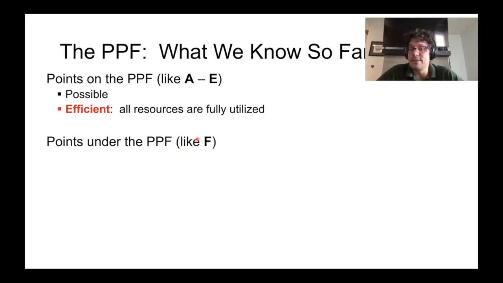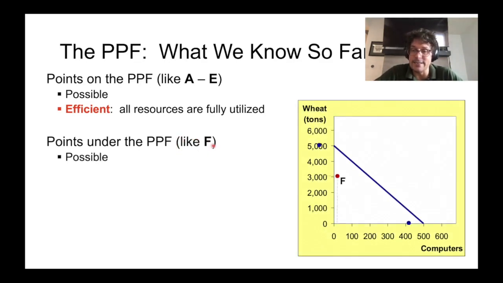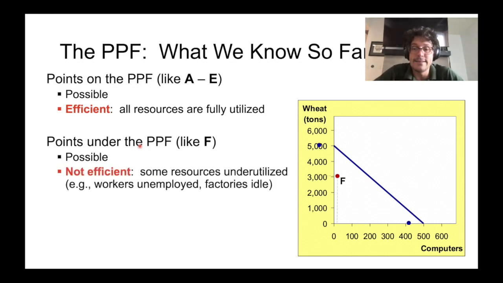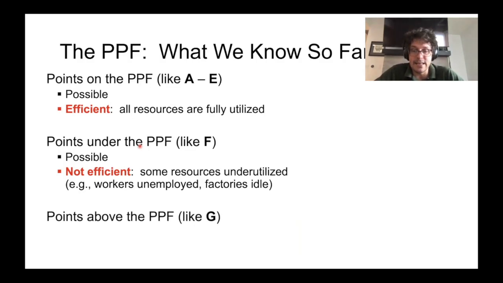Then we have seen that points like F are instead points under the PPF, so they belong to the set of the production possibility frontier. Still they are possible, which means they are feasible, but they are not efficient. Some of their resources are underutilized. For example, you can think about this as capturing unemployment in an economy, or factories that are idle.